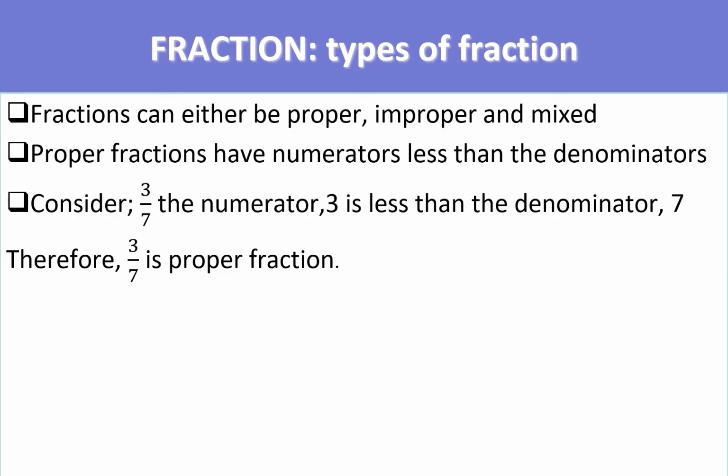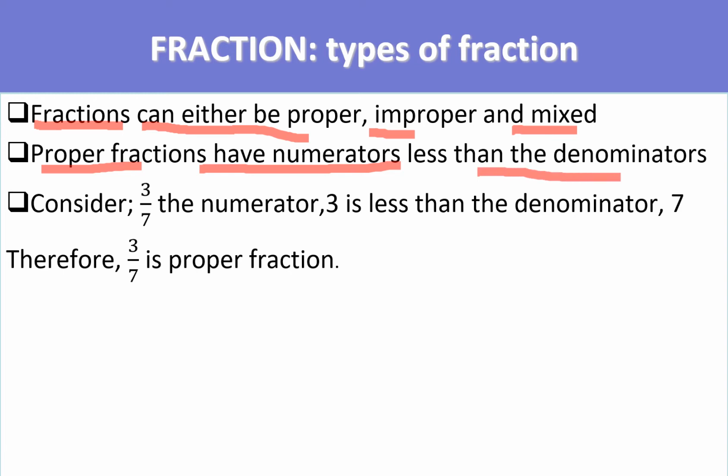Let's look at the types of fractions. Fractions can be proper, improper, and mixed. Proper fractions have numerators less than denominators. Consider 3/7. The numerator is 3, which is less than the denominator, which is 7. So therefore, we can say that 3/7 is a proper fraction.